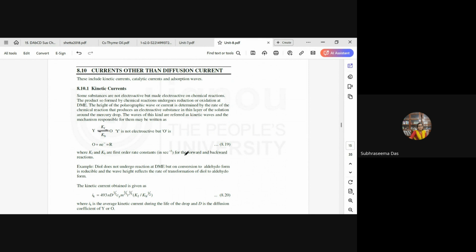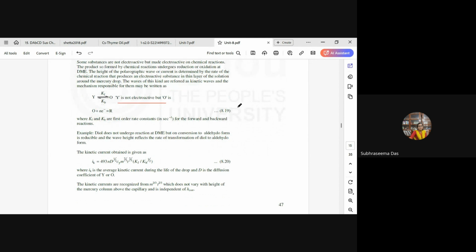Now there are currents other than diffusion currents, such as kinetic currents, catalytic currents, and adsorption waves. So we'll study kinetic currents. Some substances are not electroactive, but they are made electroactive by chemical reactions. The products so formed by the chemical reactions undergo reduction or oxidation at the DME. Waves of this kind are called kinetic waves, and the mechanism responsible may be written as Y forward reaction O, backward reaction Y. Y is not electroactive, but O is. Here Kf and Kb are the forward and backward rate constants.